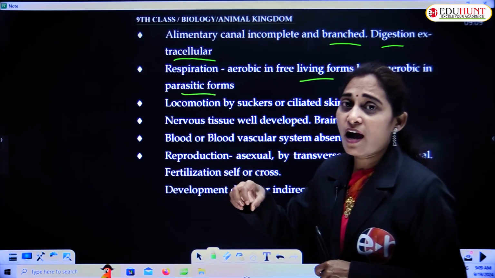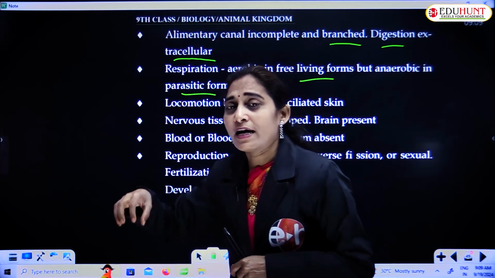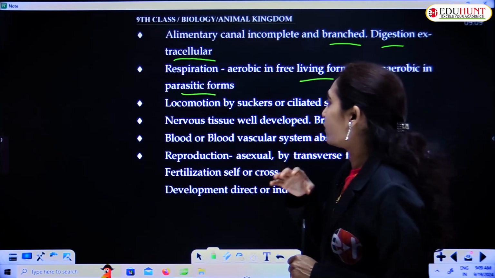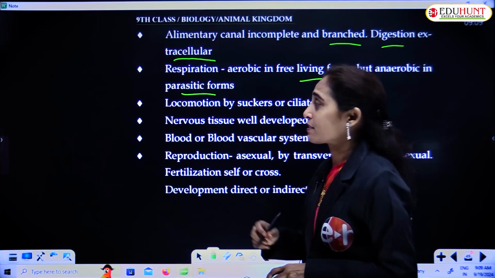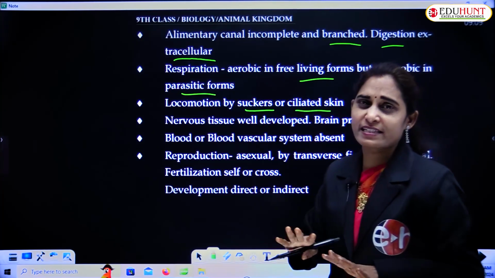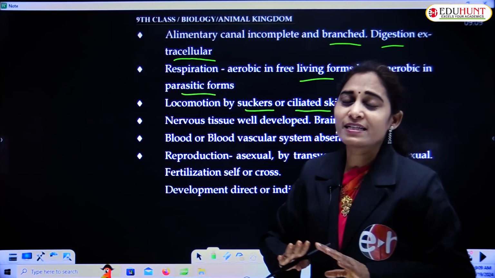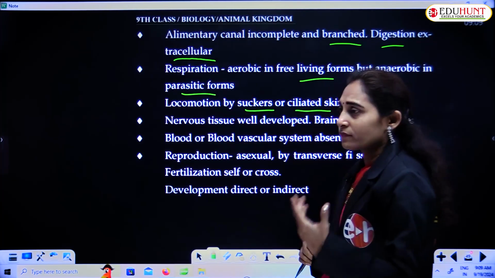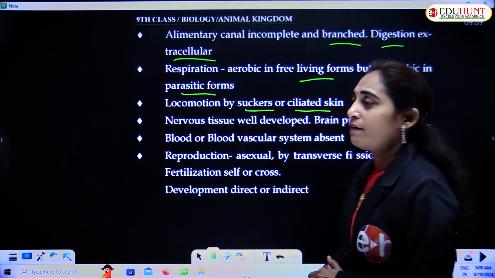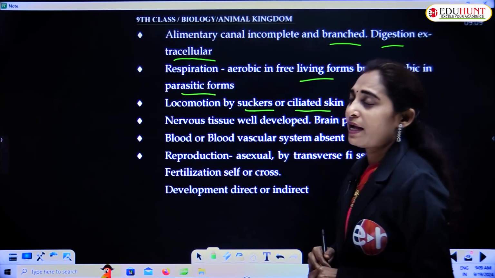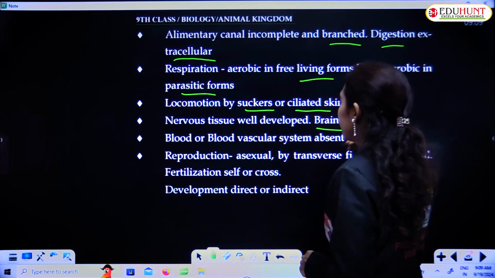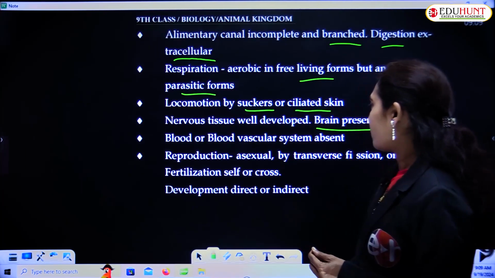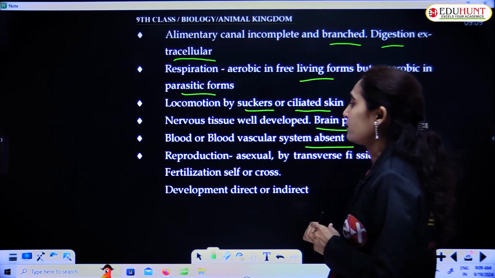That is why they are adapted to live under anaerobic conditions, that is, no oxygen in the environment. Locomotion is by suckers or by ciliated skin. The skin has many cilia, and with the help of those cilia, it moves from one place to another. Nervous tissue is well developed, and a brain is also present. Blood or blood vascular system is absent.